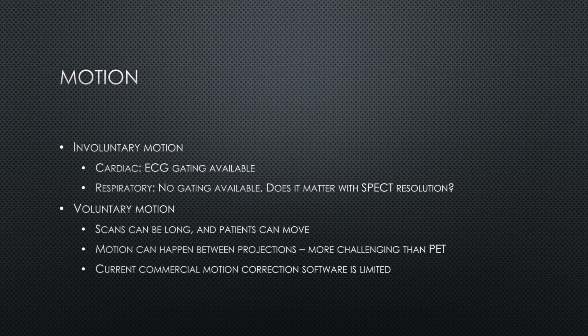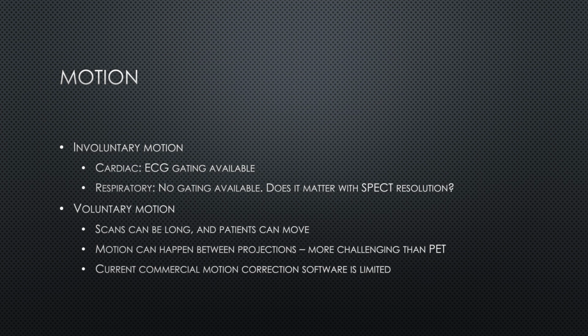With respiratory motion, I'm not aware of any gating being available for SPECT yet. Of course, it is available in PET, but in SPECT, where we're taking projections as we're moving around the patient and as the patient's breathing, it can be a little bit more complex. But maybe it doesn't really matter about respiratory gating, given the SPECT resolution we have. If we have a SPECT resolution of 1 centimetre, does respiratory motion really degrade what we can see that much? I'm not sure.